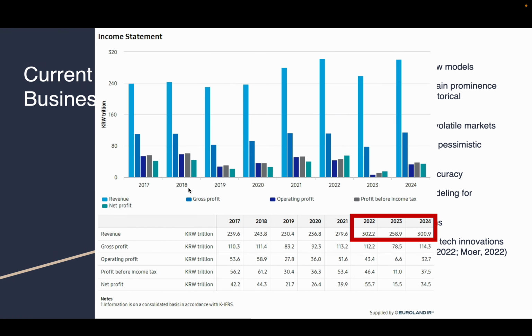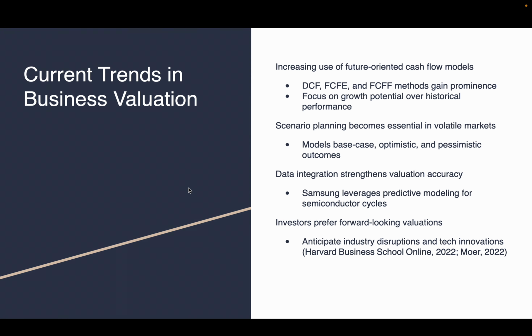Referring to Samsung's income statement, we see that revenue dipped in 2023 but is expected to recover in 2024, demonstrating the importance of forward-looking models. Investors increasingly prefer valuations that anticipate industry disruptions and technological innovations, as reflected in Samsung's focus on predictive modeling for semiconductor cycles.